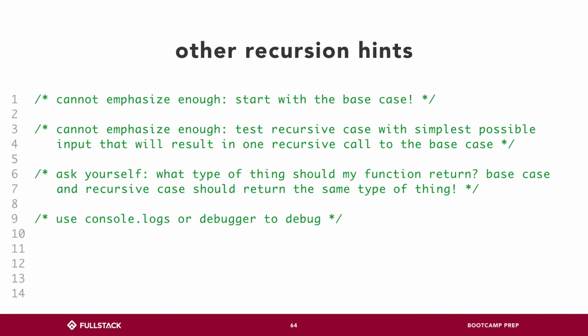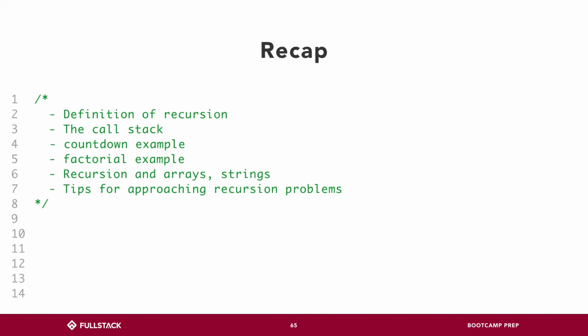In recursion, I highly recommend using console log or debugger to debug. I'll show a quick example of using debugger to look at the call stack. All right, let me do a recap and then we'll do a quick code sample.